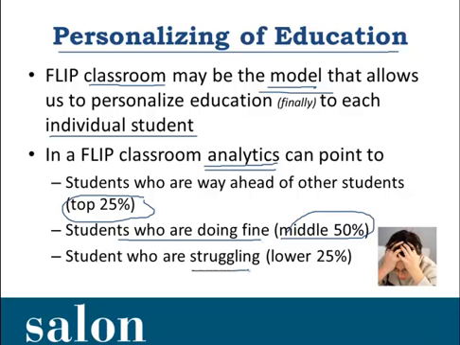But there's also a group of students who are struggling, the lower 25%. So the analytics can point us to those groups. So if we can at least get an idea about these three groups that you have, then you can tailor instructions to each of the groups.